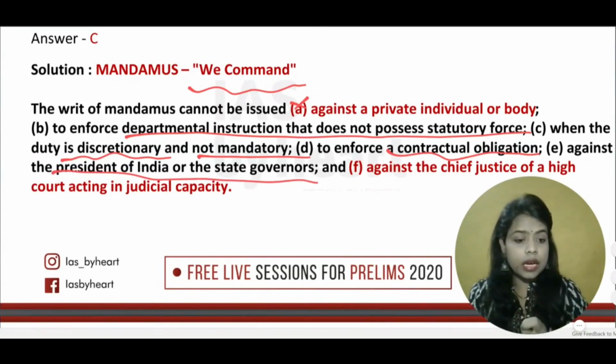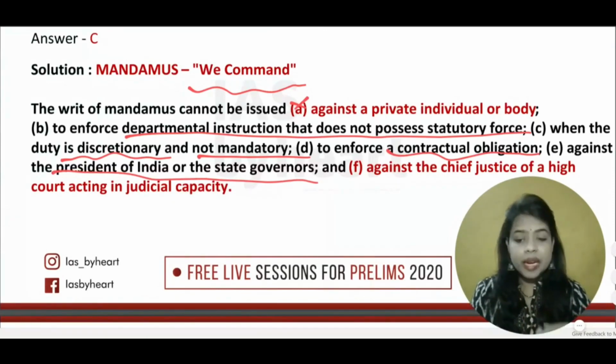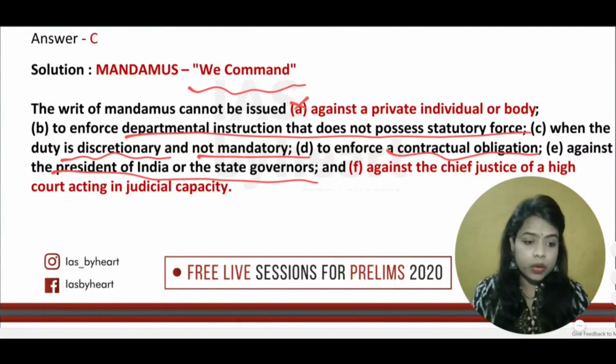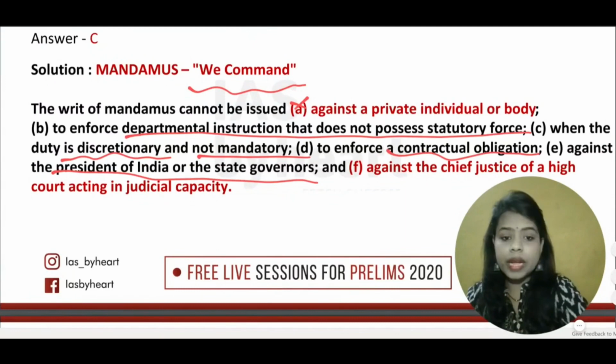Though they come under the government only, you still cannot use mandamus against them, because the total functioning of the president cannot be questioned, that we know through the constitution. Now finally, against the Chief Justice of a High Court acting in the judicial capacity also, it cannot be utilized. So I hope that if you remember this point, that is well and good.